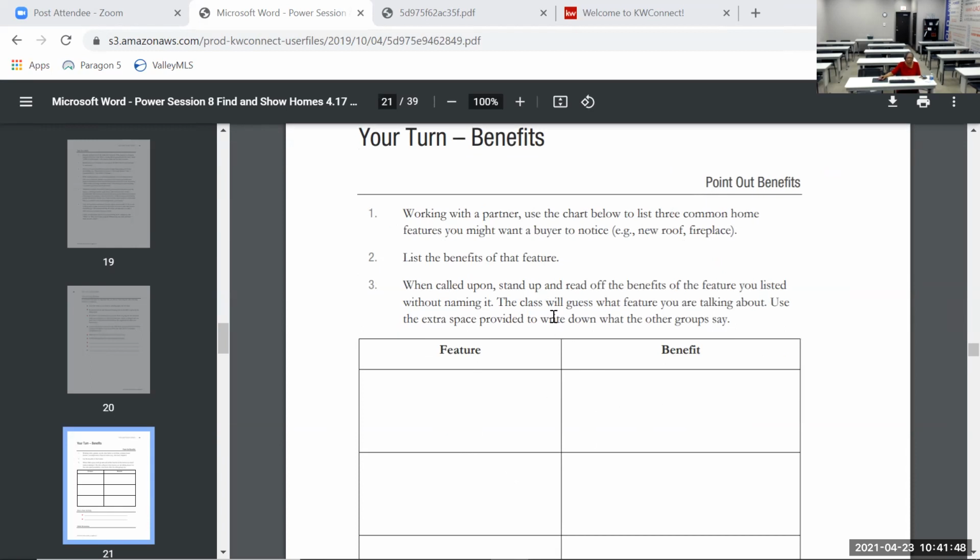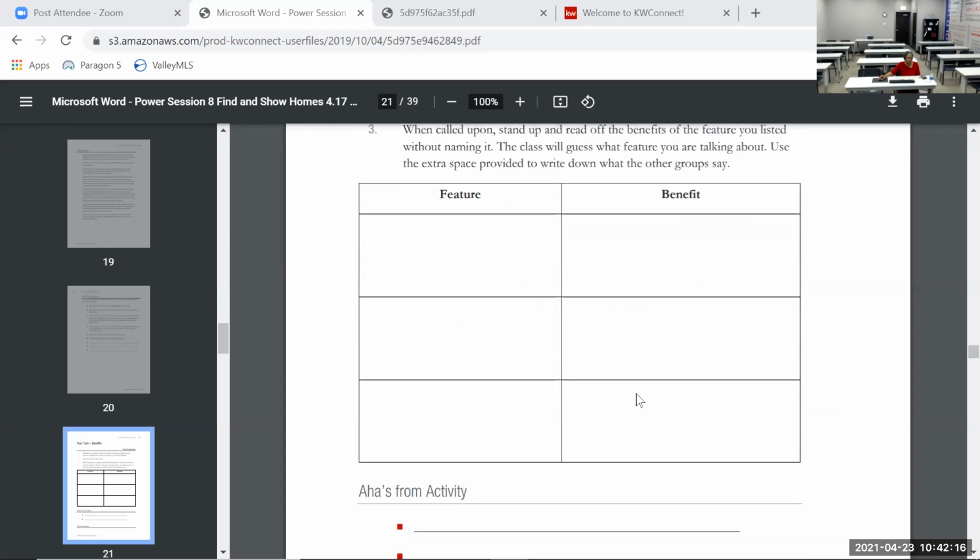Then the activity would have been that we would read off the benefits of the feature you listed, and the class would have to guess what the feature is. So do that with a partner. If you all have script and role play partners, then I'd advise you to do this activity with one another. So separately, write out your features and your benefits, and then take turns reading your benefits, and the other person, your partner, has to determine what feature it is that you were describing, okay?